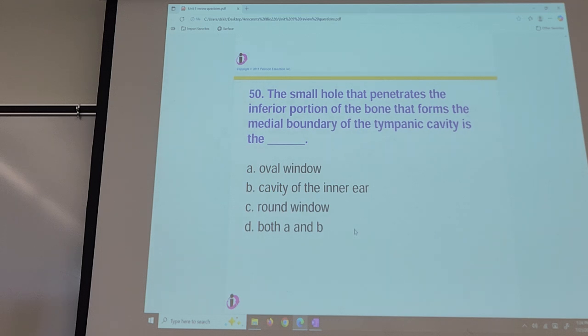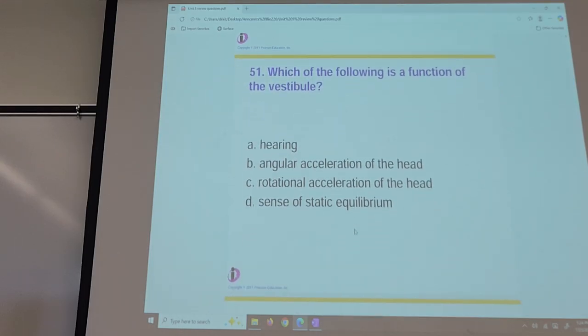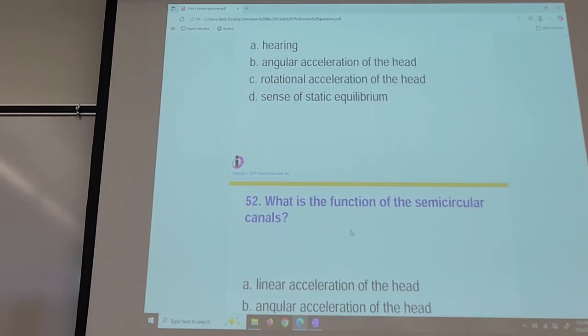Okay, so again, 50, I don't really like the way it's worded. I'm not gonna ask that, it's too confusing. Okay, which of the following is a function of the vestibule? Static equilibrium. Yep, or linear acceleration, right? Angular acceleration, again, I wouldn't use that as an option, because that's too confusing, you'd be like, wait a minute, what's going on? So I wouldn't word it like that, but yes, D is the answer.